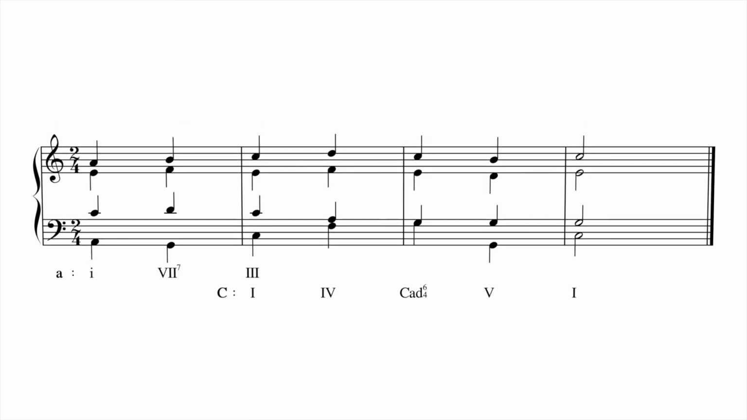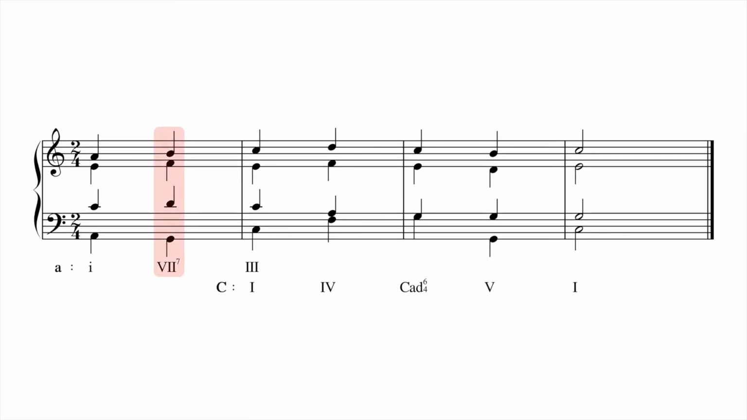Owing to its potential as the dominant of 3, 7 is often accompanied by its chordal 7th. This amplifies our impression of this chord functioning as 5/7 in the key of C major, rather than 7 in the key of A minor.